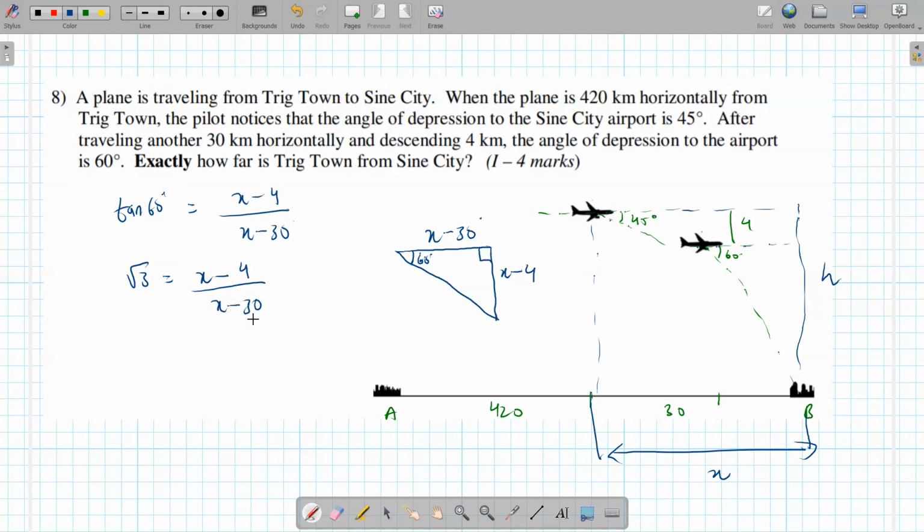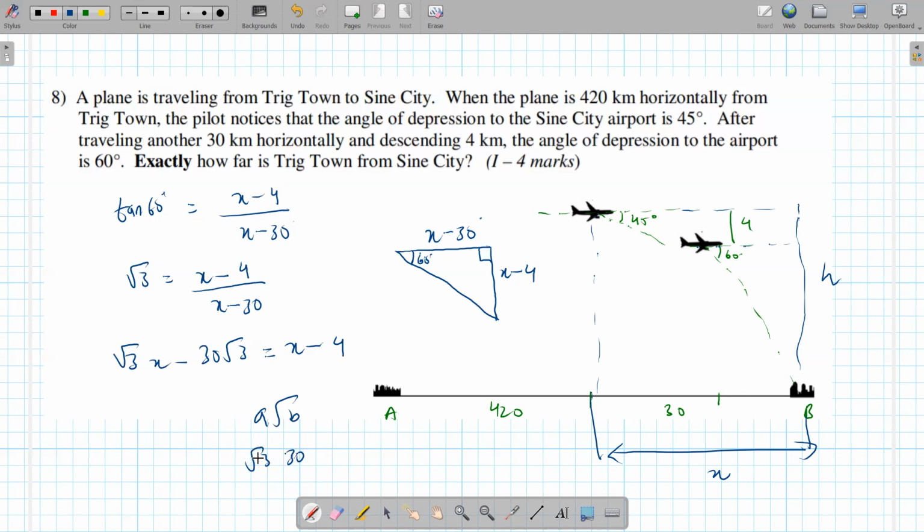How do you solve this equation for X? Can't we bring the X minus 30 and multiply it by root 3? Yes, that's exactly what you do. So you do root 3 X minus root 3 times 30, or 30 root 3. Let me rewrite it like this: root 3 X minus 30 root 3 equals X minus 4. You usually write the number before the root. That's why. It's the same thing.